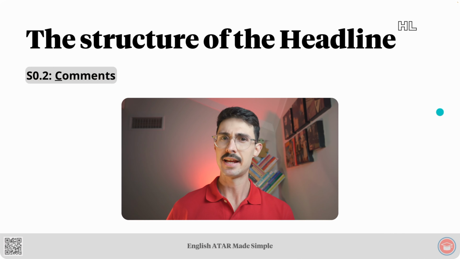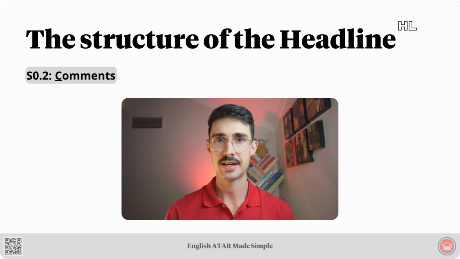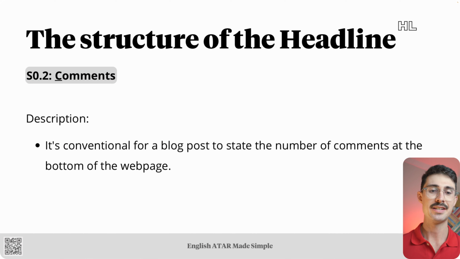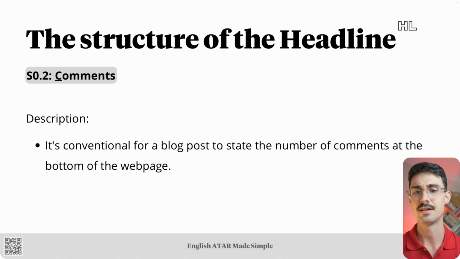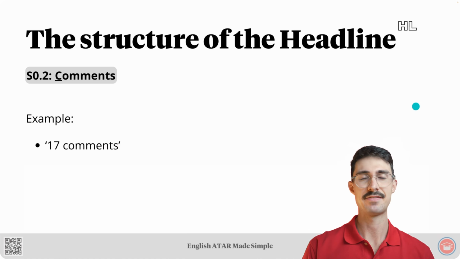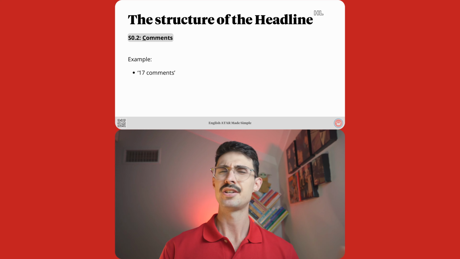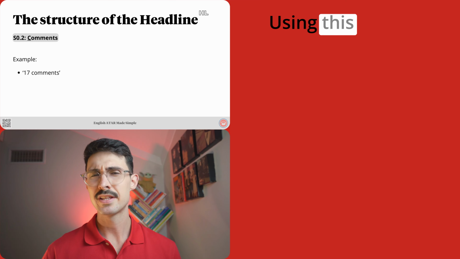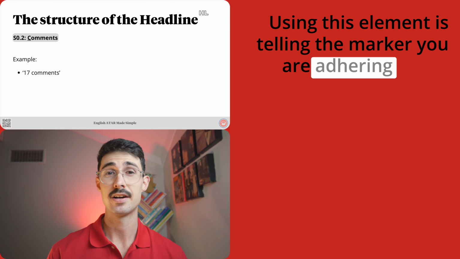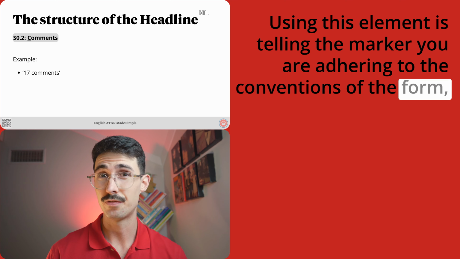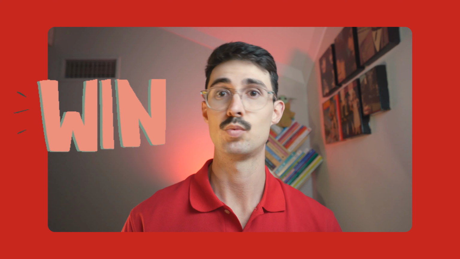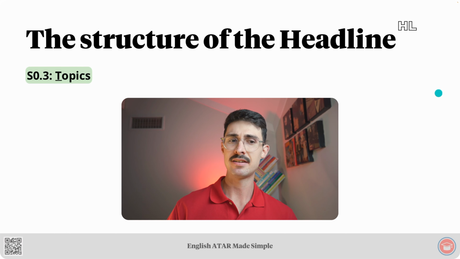Next element of the headline is the comments section. What's all this about? Well, it is conventional for a blog post to state the number of comments at the bottom of the web page. For example, you just write 17 comments. Make up a random number. Not that number. A note about the comments element. Using this element is telling the marker you are adhering to the conventions of the form, which is a blog post. It just makes it easy for the marker to identify that you are writing a blog post. Win-win.